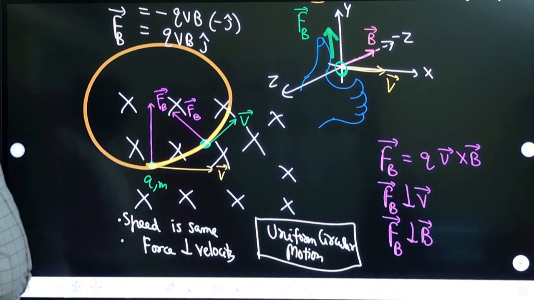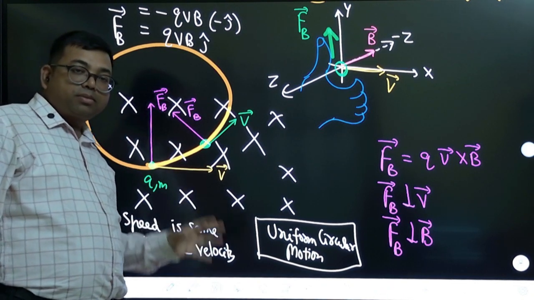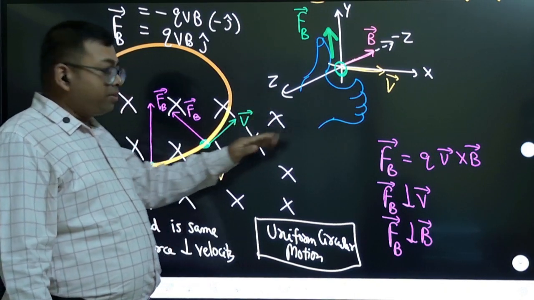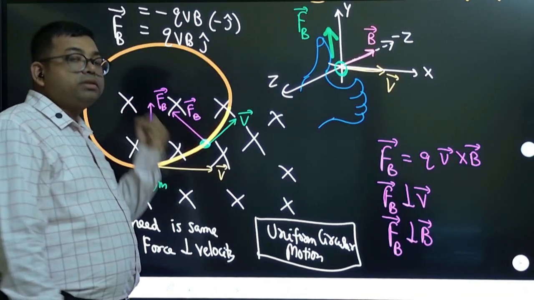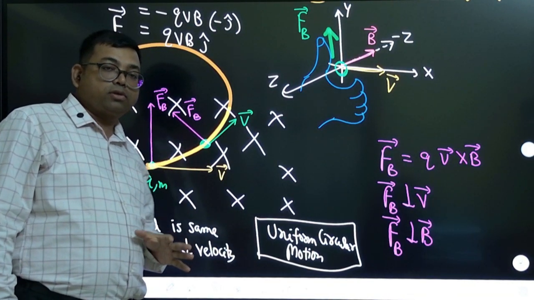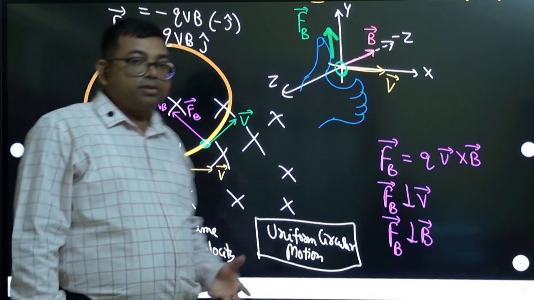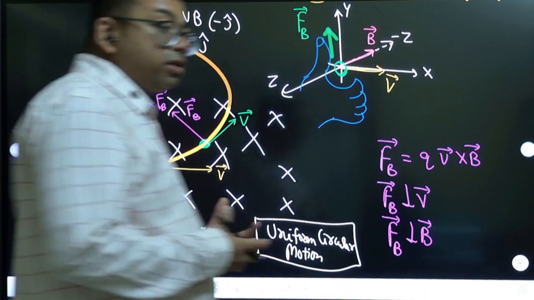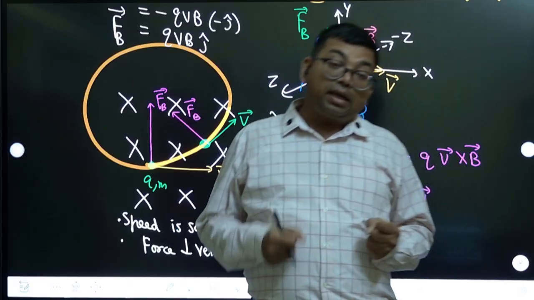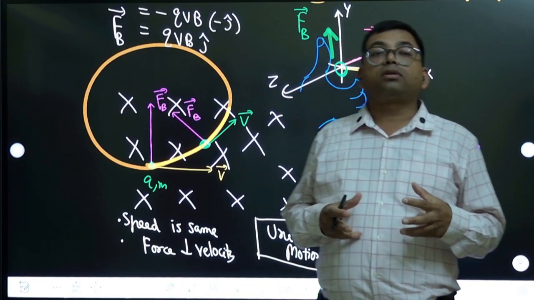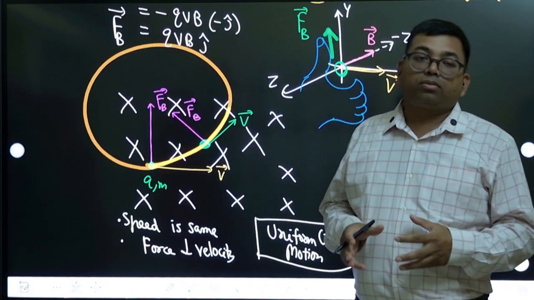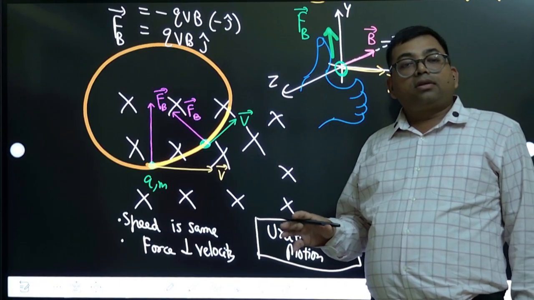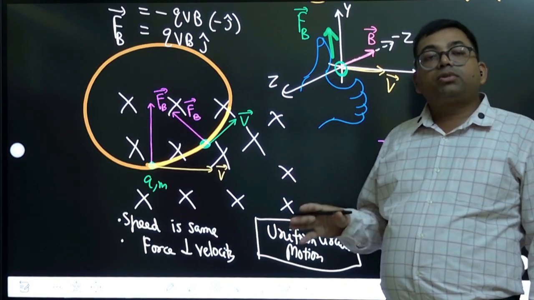So what happens in uniform circular motion? In uniform circular motion, speed never changes, speed remains the same, but velocity keeps on changing. Velocity changing means direction changes. Why? Because force is always toward the center, that is called centripetal force, right? Yes, centripetal force, you know that. But there can be a circular motion in which the speed can also change. That is a different type of circular motion. That is called non-uniform circular motion, right? But here speed is not changing. So this is a uniform circular motion.